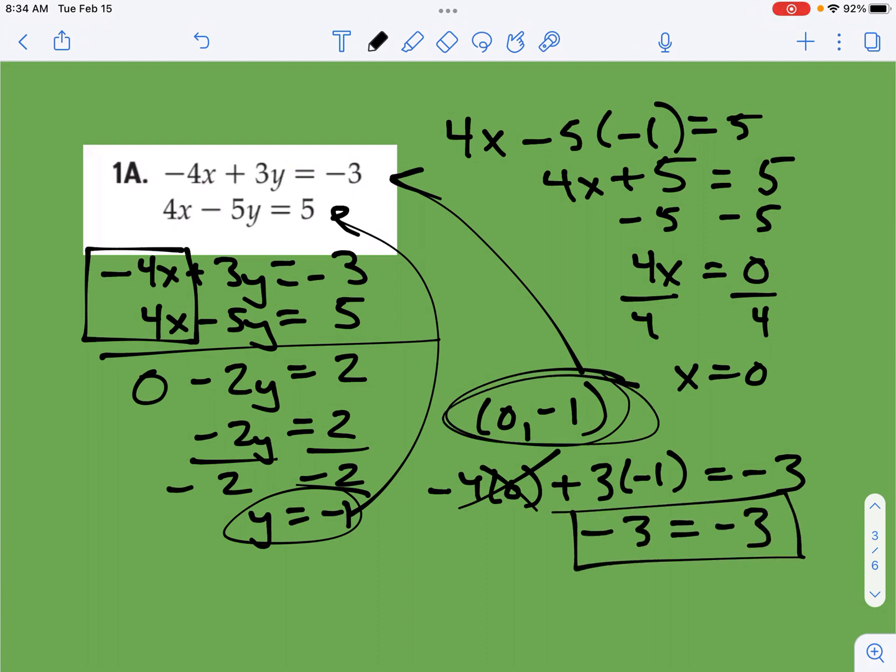So this looks dandy. Next video we're going to talk about how to do this when you have the same coefficient on the same variable, but they're not opposites of each other. We'll take a look at that, and you'll see it's pretty easy to deal with.